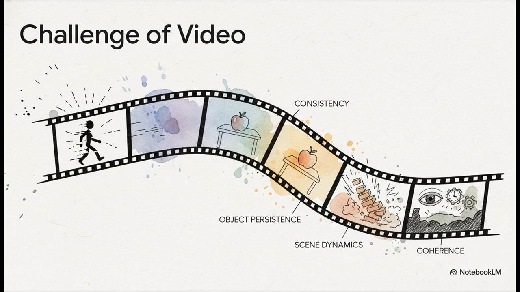It's not just about making one good frame. You have to ensure smooth motion, right? Objects have to stay consistent from one frame to the next. They can't just disappear and reappear. You have to model really complex scene dynamics. And on top of all that, every single frame has to be visually coherent. It's the ultimate test, combining the difficulty of creating an image with the added dimension of time. This is the massive puzzle that models like Runway Gen 2 are trying to solve right now.